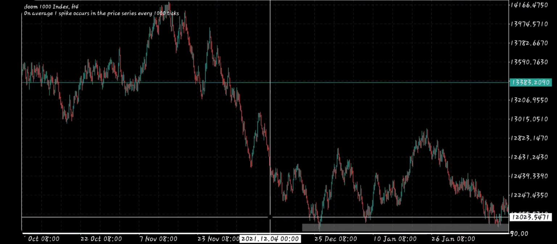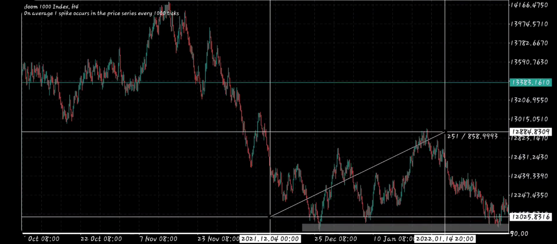The pips moved by price from here to this point: 858 pips. That is huge, guys. But remember, we are on the H4 time frame, so it might take a period of time, but we know that trading is a game of patience. If you can be patient enough, you will have made a lot of money from this strategy.